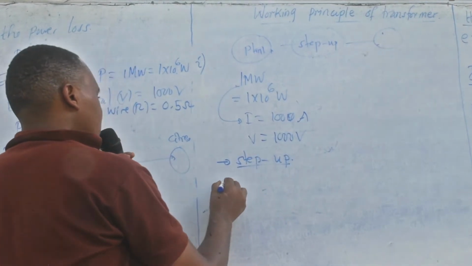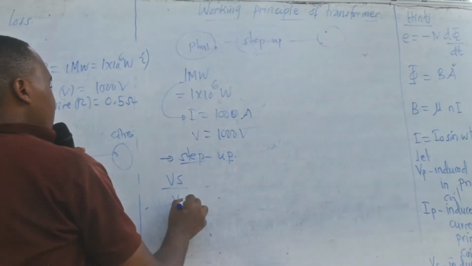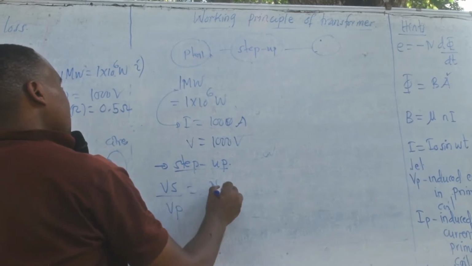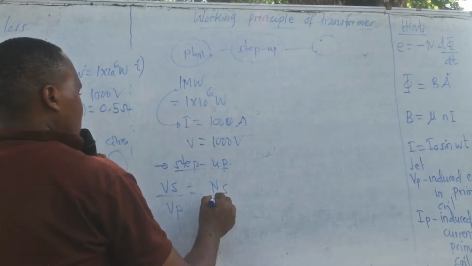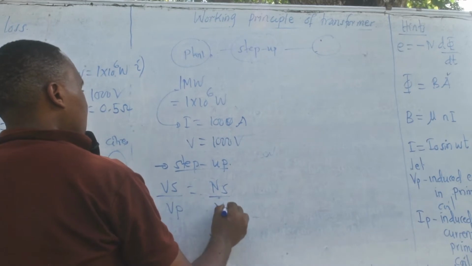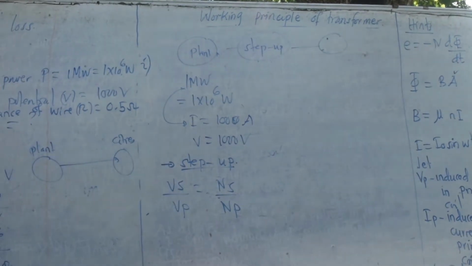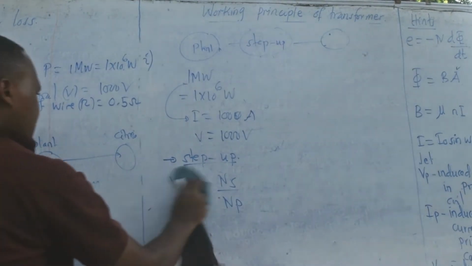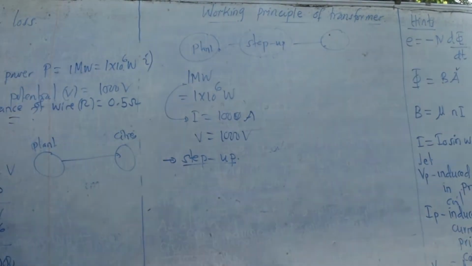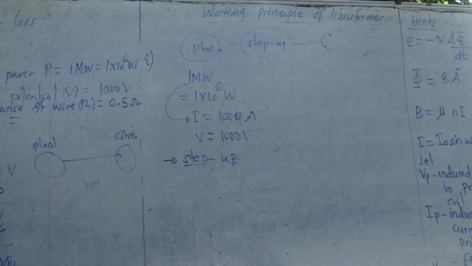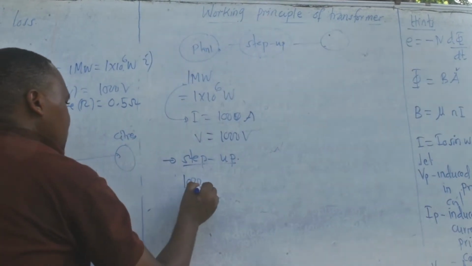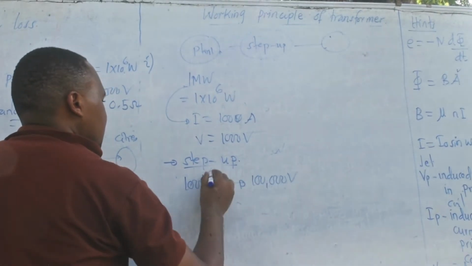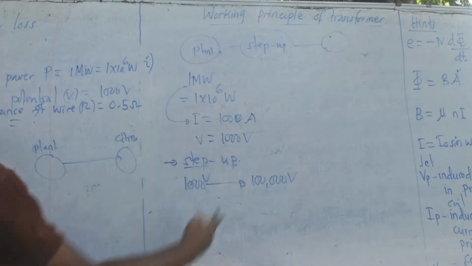step up transformer says that Vs over Vp is equal to Ns over Np. But we are not given the numbers here. What we are told is that if you use this step up transformer, the voltage is increased from 1000 volts to 100,000 volts. So if it's from low to big, this is the step up transformer.